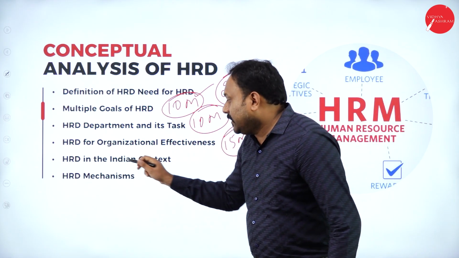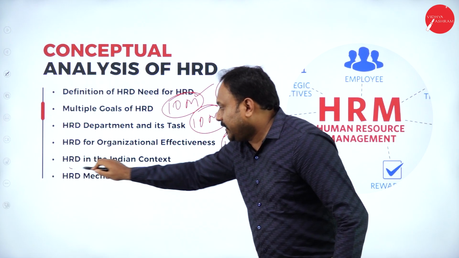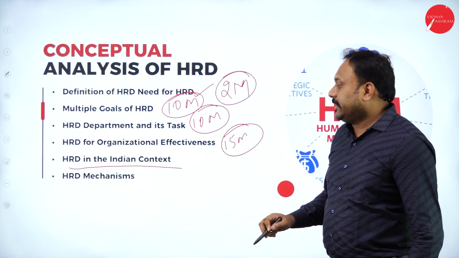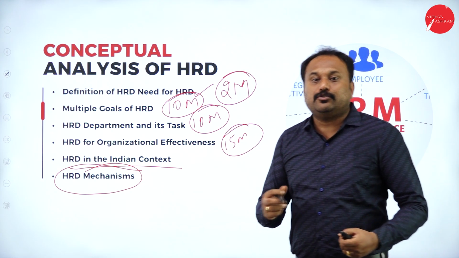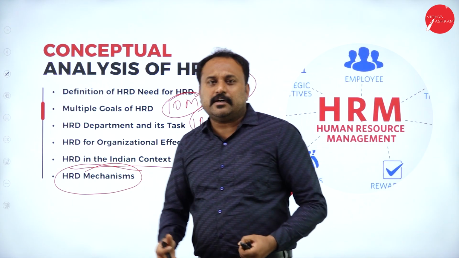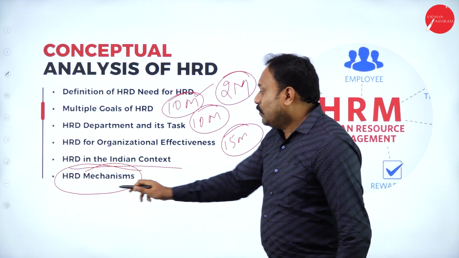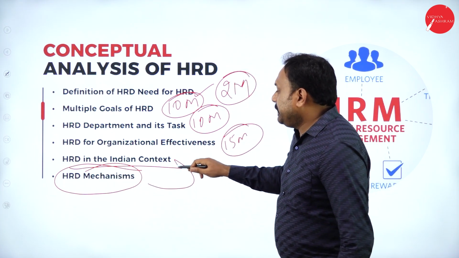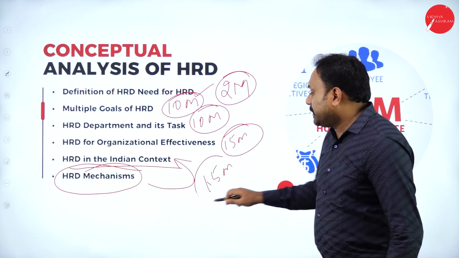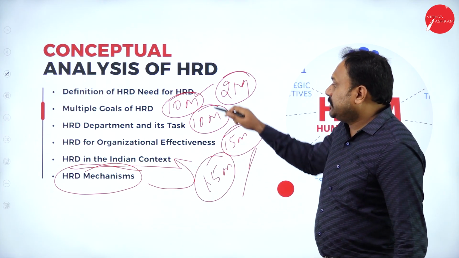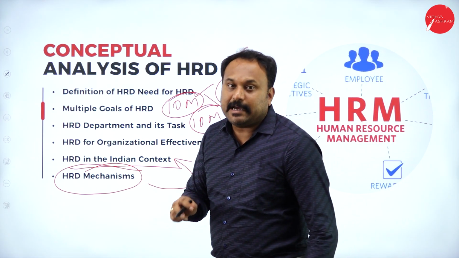Now HRD in the Indian context. If you study these 3, you can easily write the HRD in the Indian context. And the last one is HRD mechanisms. You can expect it for 2 marks, or you can actually go for a 10 marks or a 15 marks question, but a combination. What is HRD mechanism? Explain HRD in the Indian context. If they give that, it is 15 marks. So that means there are 2 15 marks questions, 2 10 marks questions, 1 2 mark question in this chapter.